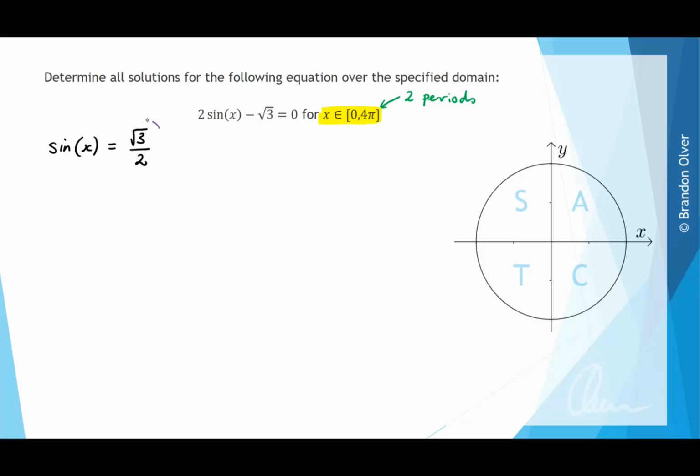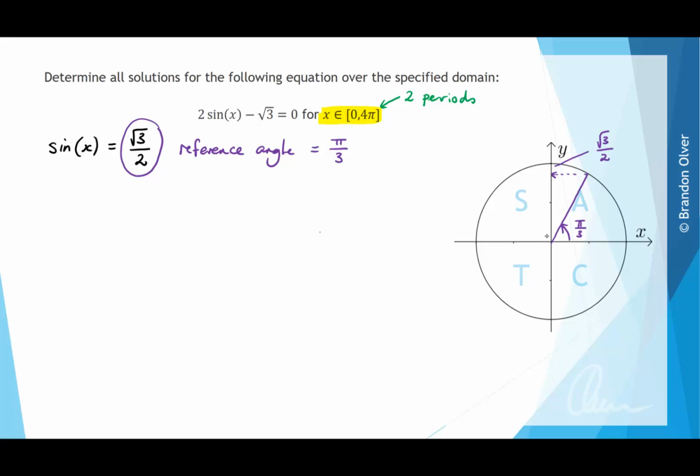And now root 3 over 2 is an exact value for sine that we know, and the reference angle for that is pi on 3. So over on our unit circle over here, this is the angle of pi on 3, and we read sine off this value, so that value there for y is root 3 over 2.